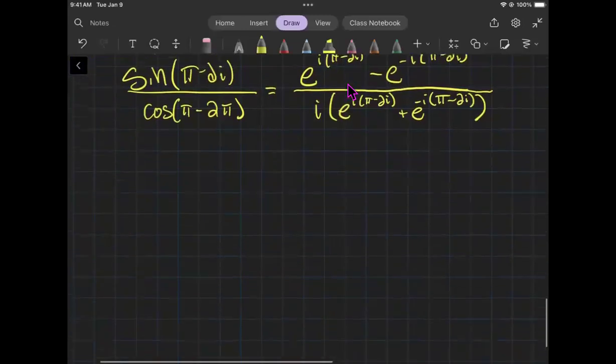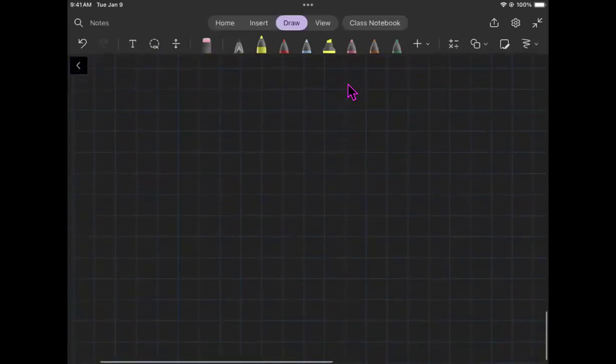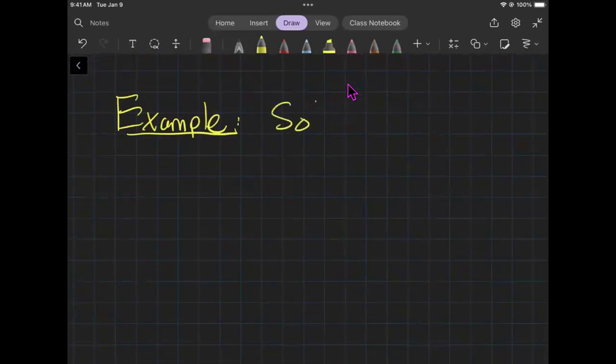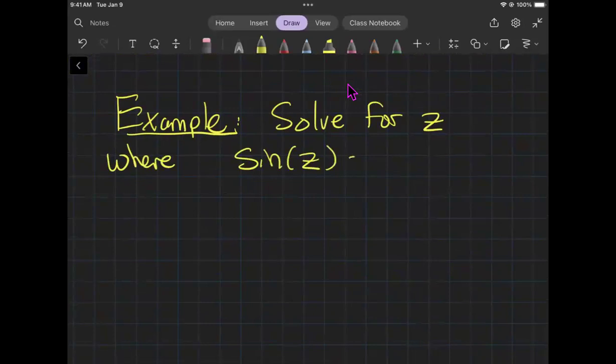Then we're going to look at some trig equations. Why not? So if I have this example, I want you to think about this one. Solve for z where sine of z is 5. Okay, pause the video and I want you to think about this for a bit, okay?